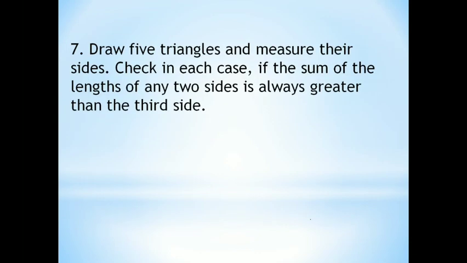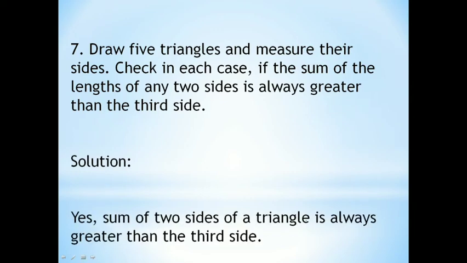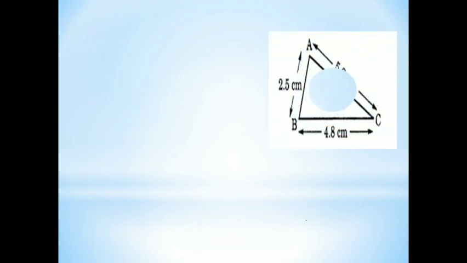7th, draw 5 triangles and measure their sides. Check in each case if the sum of the lengths of any two sides is always greater than the third side. Solution: Yes, the sum of two sides of a triangle is always greater than the third side. Now look at here, we will take some examples. Now look at this triangle ABC.